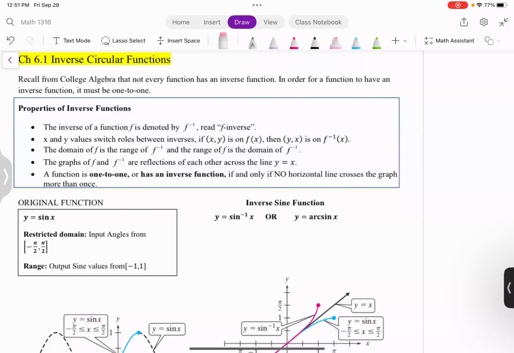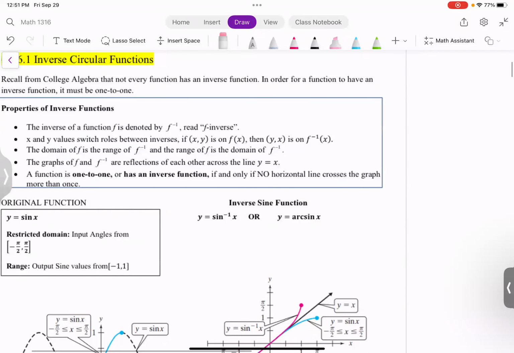In this video, we're learning chapter 6.1 inverse circular functions. In this video, we're learning the inverse function of the trig functions. All right, let's do a little bit of review. What is the inverse function?